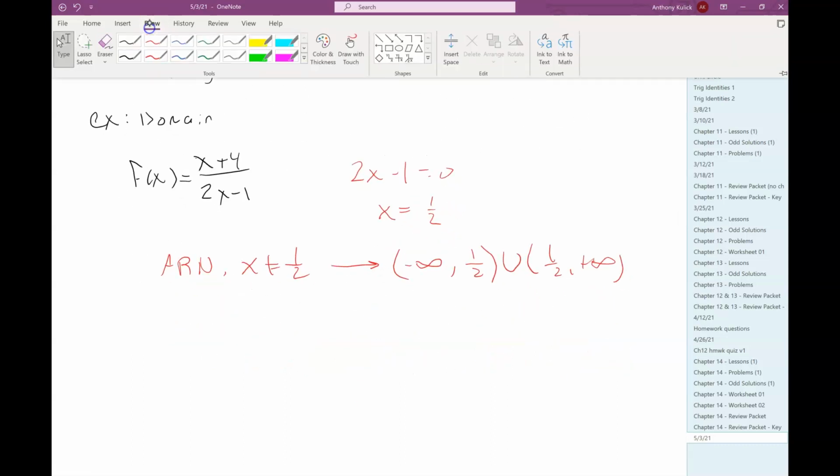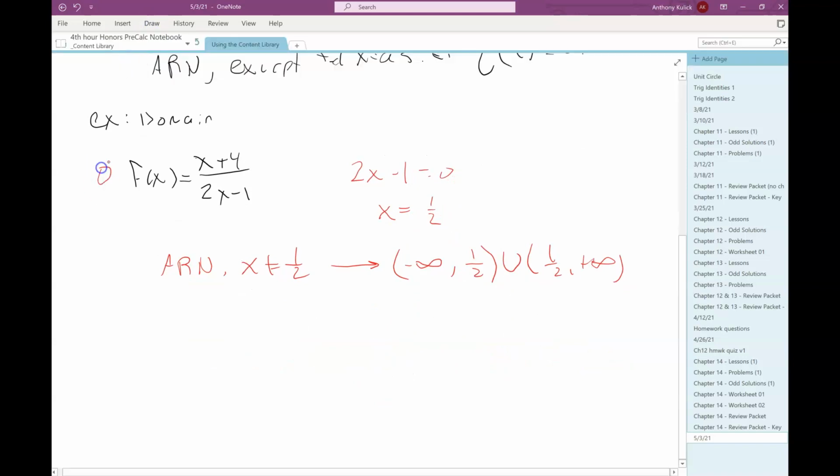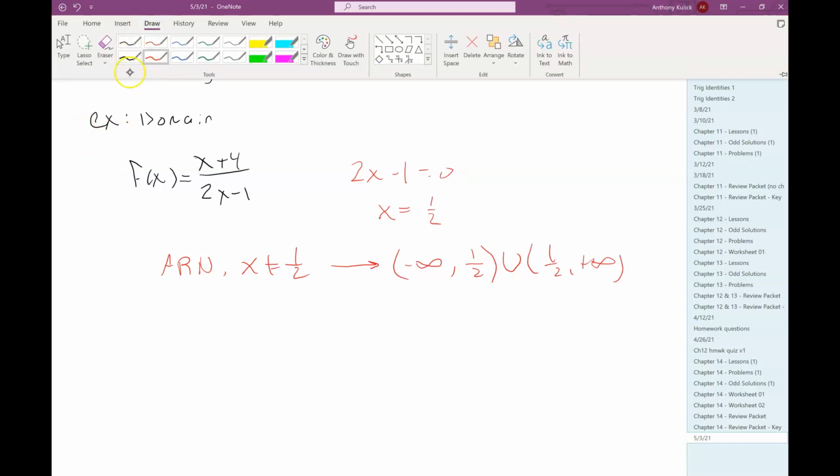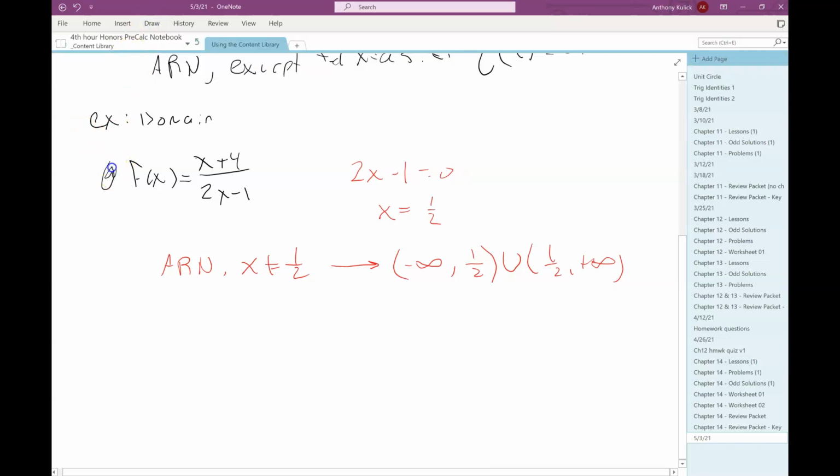Let's do another example here of finding a domain. So we got these new computers, which is lovely. It's a much better machine than the previous computers that we had.